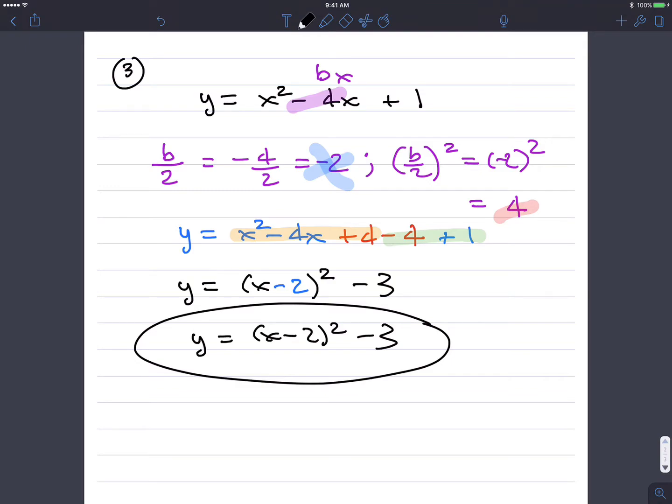Number 5. Y equals x squared plus 8x minus 3.